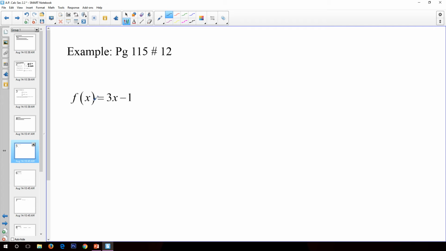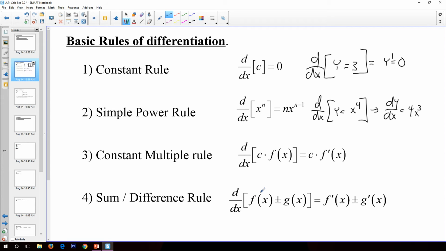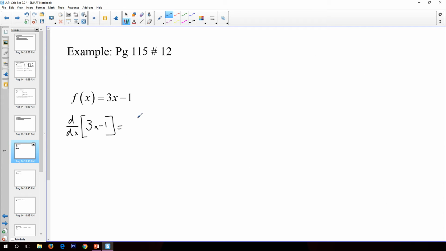So looking at this, for the first derivative, I have the difference of two different functions, and then this x to the first power is being multiplied by a constant. If I want to take the derivative of this expression, 3x minus 1, the sum and difference rule says that I can take the derivative of the first and add or subtract it to the derivative of the second. So this is going to be equal to the derivative with respect to x of 3x minus the derivative with respect to x of just 1.